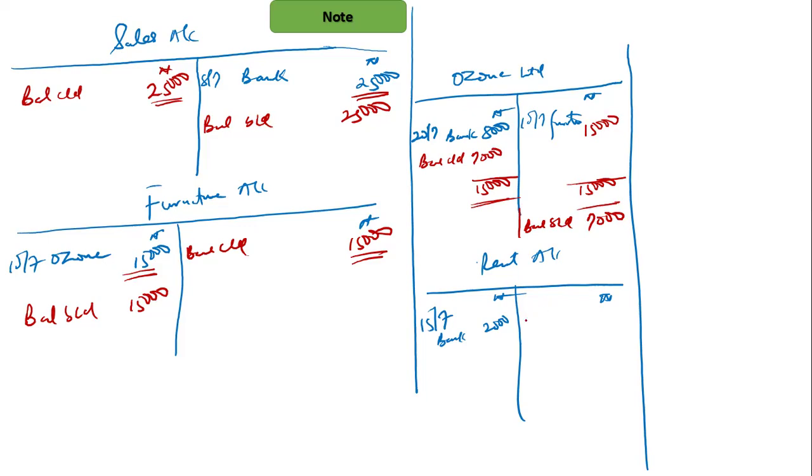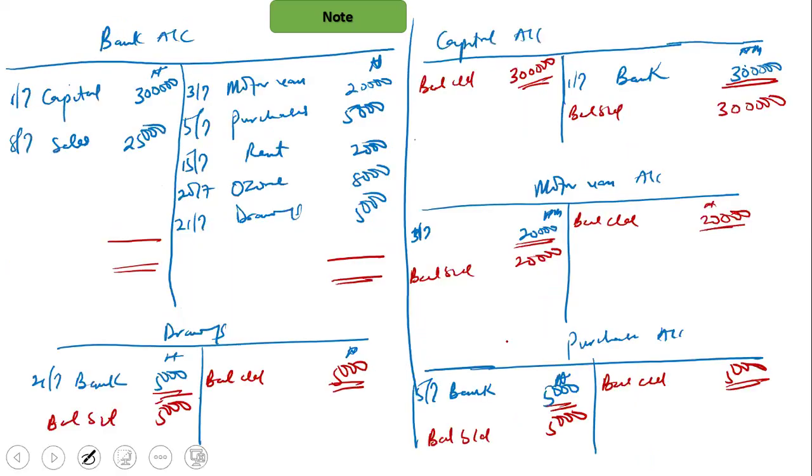Are we there? So we come here, balance carried down 2,000, which will now come here as balance brought down of 2,000. Now we are left with one of the items, and I purposely left that so that we can compute it. Let's look at this.